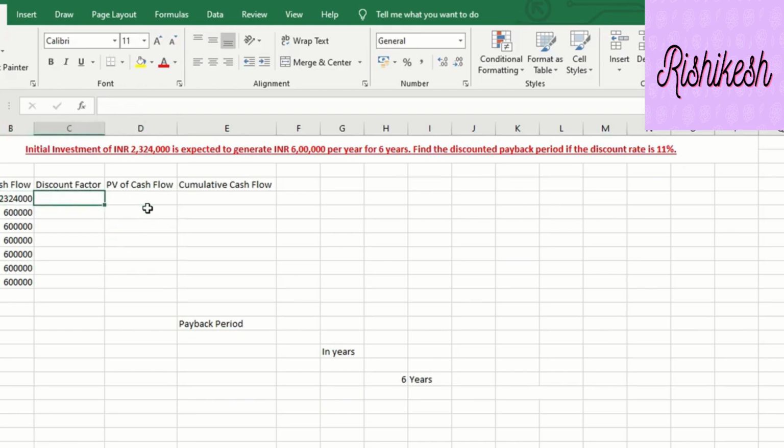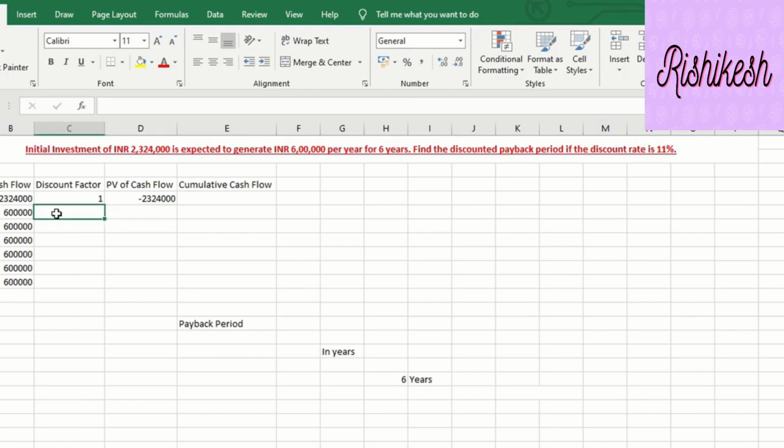So what you basically want is to analyze this entire thing at year 0, meaning in the beginning. So you want all the cash inflow or outflow to be converted into a value which should be representative of year 0, that is in the beginning. So the initial cash flow of 23,24,000 is incurred in the beginning itself, so the value will remain the same. That is why in the beginning, the discount factor is taken to be 1. So what will be the present value? The present value will be the discount factor multiplied by the cash flow.